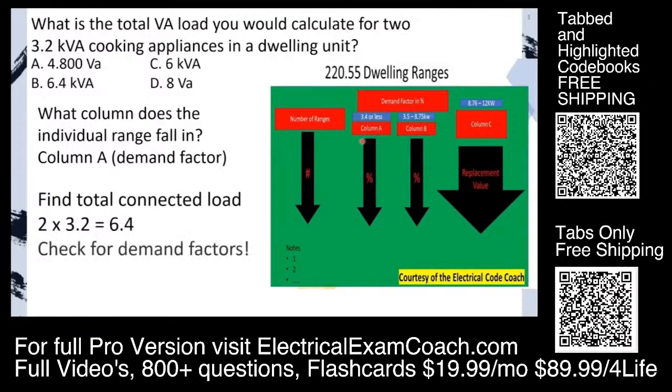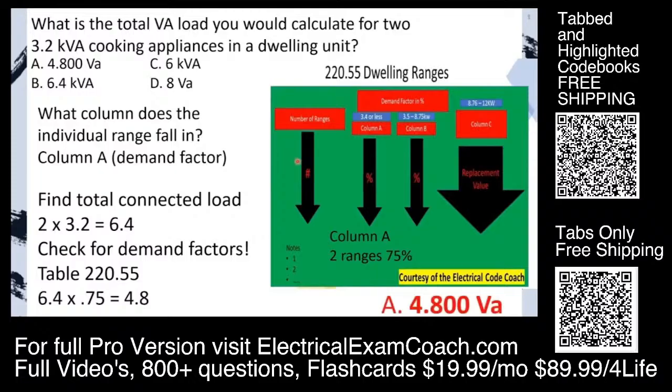Now, let's check for demand factors. When we do that, we start on the left-hand side of our table. We come over and find our number of ranges, and then we cross over, and we find that for column A, 2 ranges is 75%. Now, all we have to do is multiply. We take our 6.4 multiplied by our demand factor, and this gives us our new reduced load, and we're going to select A. Great job.